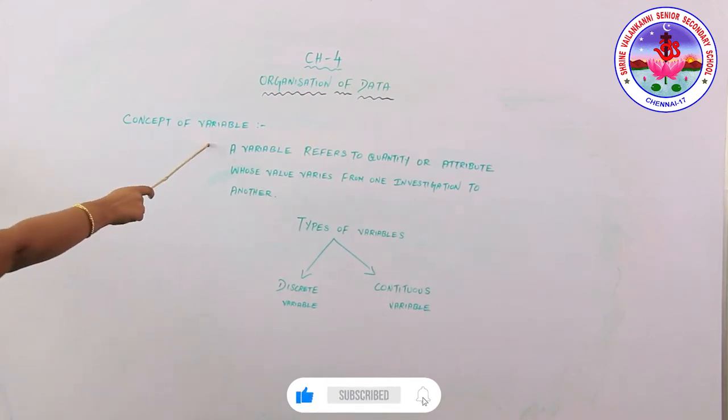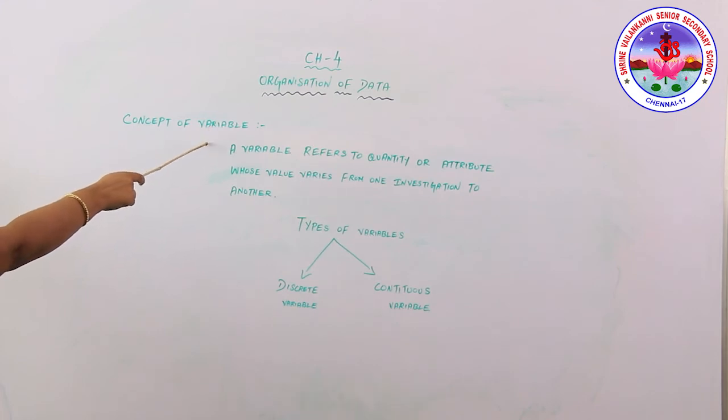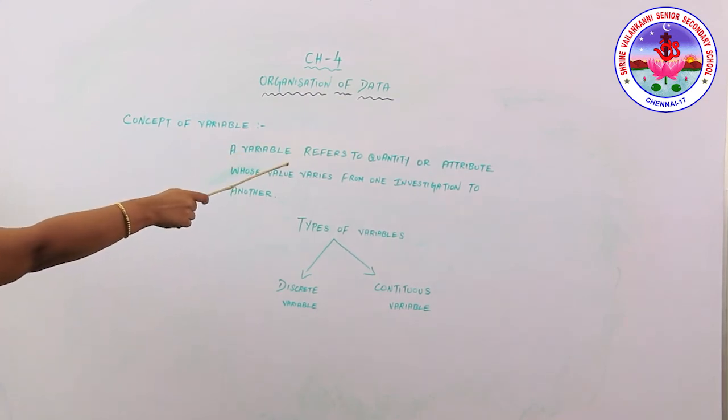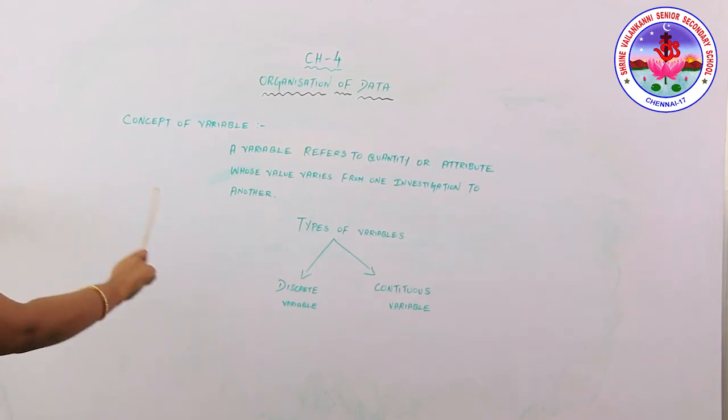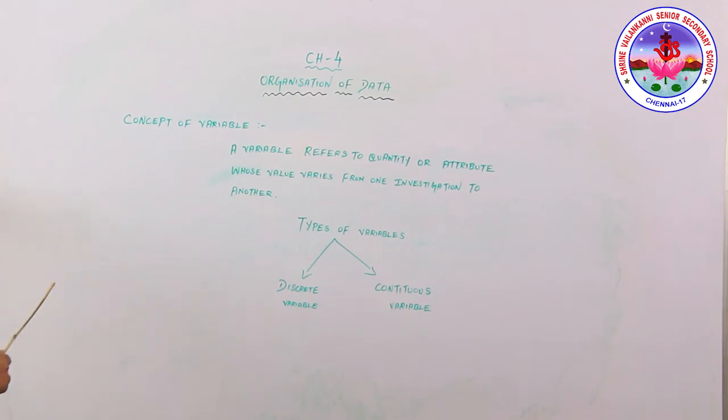Actually, the term variable is derived from the word vary, which means differ or change. So a variable refers to the quantity or attribute whose value varies from one investigation to another. For example, price is a variable because the price of different commodities is different. And age is a variable because the age of different students varies. Similarly, some more variables are height, weight, wages, expenditure, imports, production, etc.